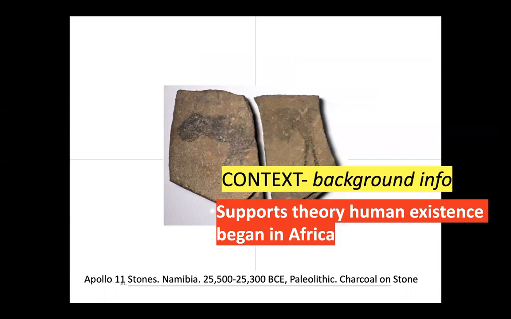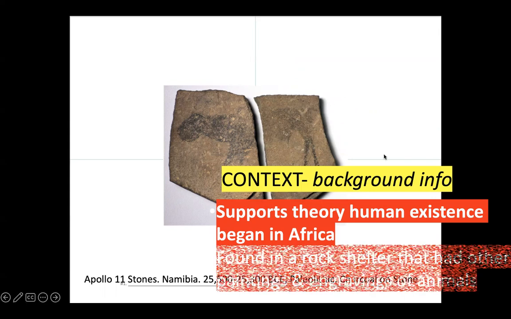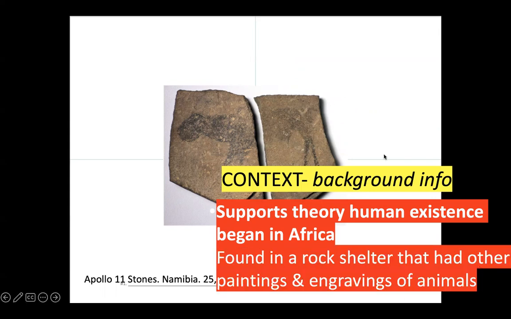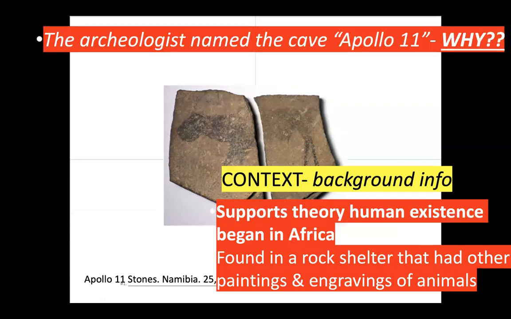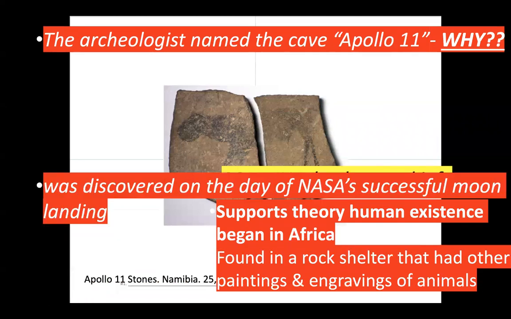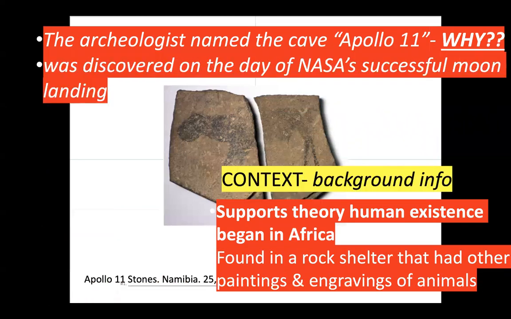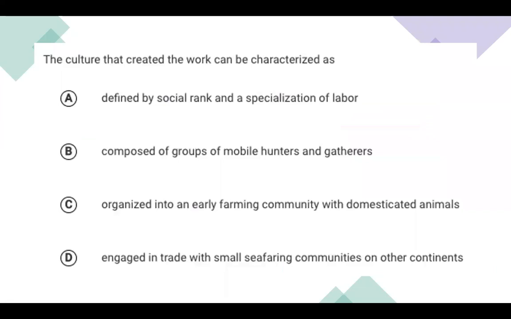All right, our context, this helps support the theory that human existence began in Africa, because this is one of the oldest artifacts found, and it is in Africa. This was found in a rock shelter that had other paintings and engravings of animals. And why is it called Apollo 11? That's just coincidental because of the date. This was discovered on the day of NASA's successful moon landing, but we don't need to know that. That's just interesting.